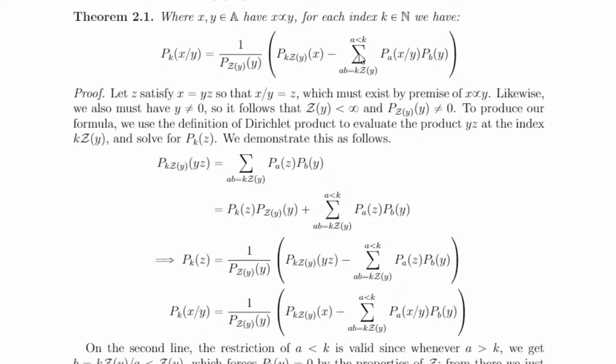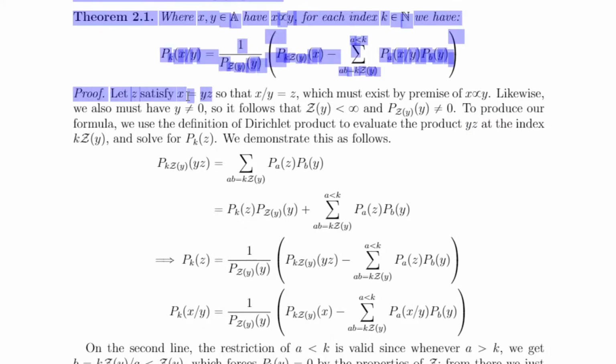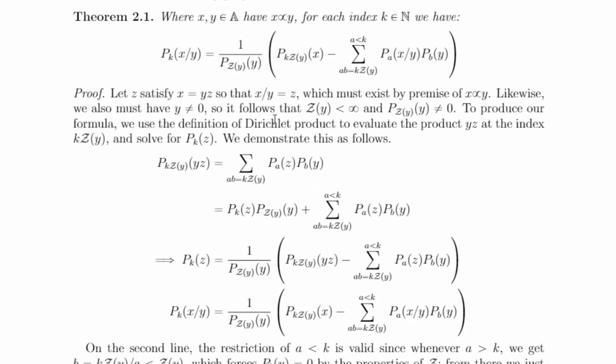So, of course, we've got this sum across divisors that's going to come in there. We're going to take this product y times z, and remember, y times z, that's just x. But we're going to use this definition of product on the product y times z, and we're going to index that product at k times z of y. And then once we expand out that product, that summation, we're going to solve it. So we'll end up with this crazy sum of all these projections.